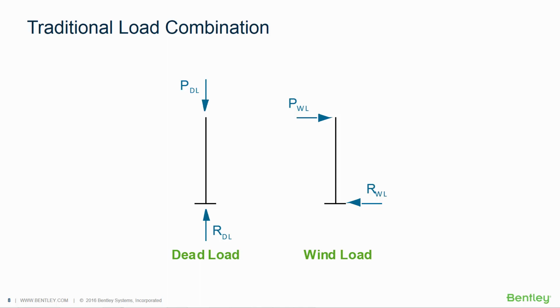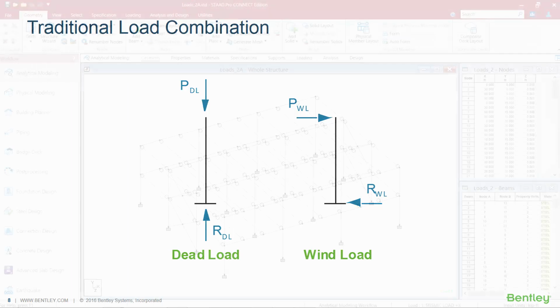When a vertical and a lateral load case are combined, say for example when you add dead load plus wind load, the results for the dead load case will be added to the results for the wind load case. A traditional load combination does not incorporate second-order effects and should be only used in a linear elastic analysis. This type of load combination is not appropriate for a P-delta analysis.